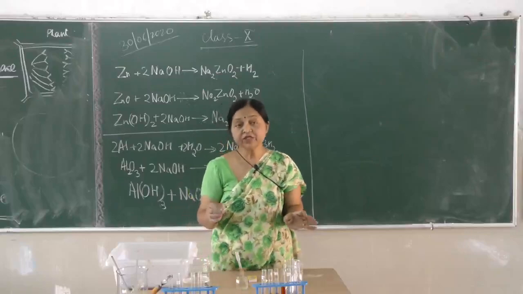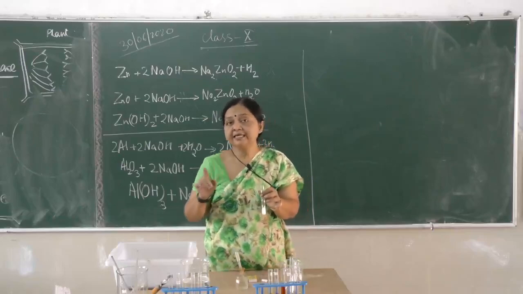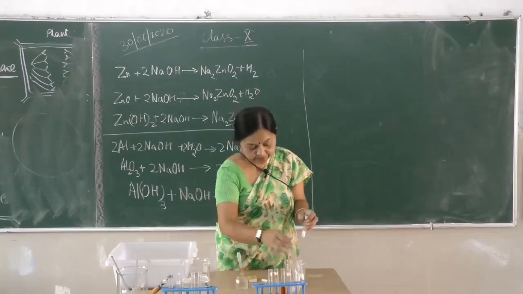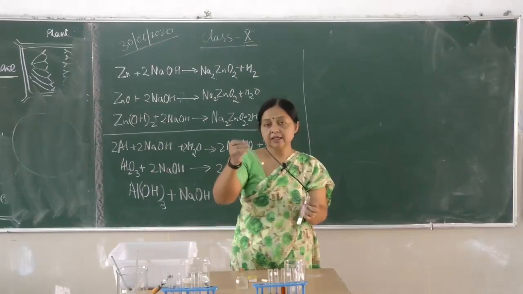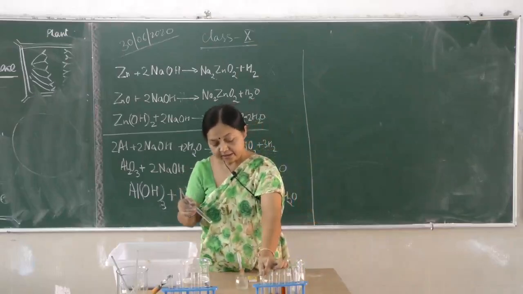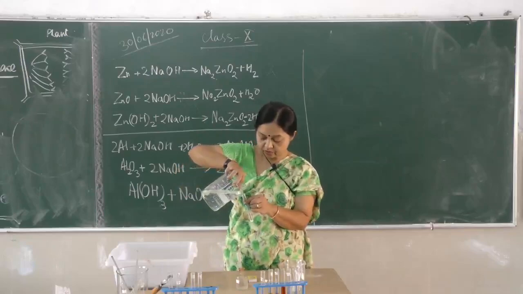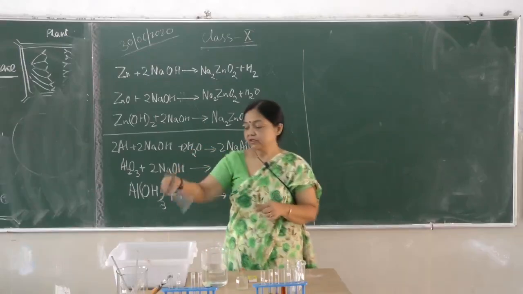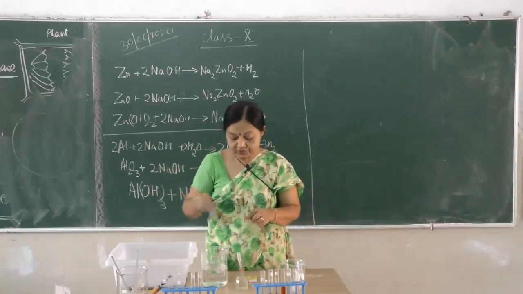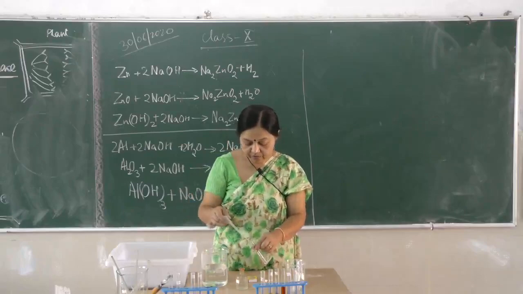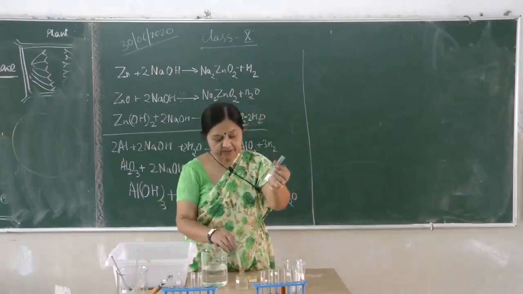Now we will do the distinguishing test. Theory I have shown you already. Distinguishing test between lead and zinc ions in practical chemistry. So we have taken lead nitrate solution. To the lead nitrate solution, we will add NH4OH. A heavy white, chalky white precipitate is formed.